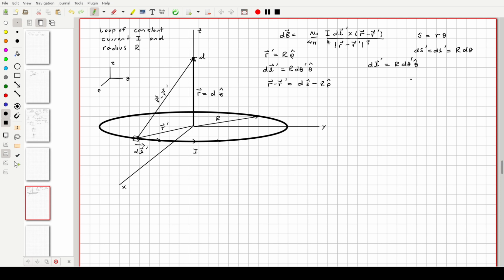So we have our cross products over here. Before we get to that, let's just set up our Biot-Savart differential. Current's constant, that comes out. This is r d theta prime in the theta hat direction, crossed with r minus r prime, dz hat minus r rho hat, divided by the length cubed.